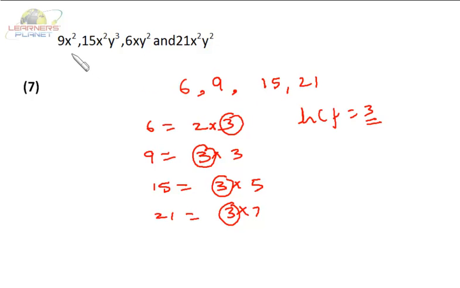Now we have to find out the HCF of algebraic terms. So let's see the x which is carrying the lowest power, that is x, and if we see y, there is no y in this first term or first expression, so y cannot be part of HCF. Okay, so in all, the HCF of all these terms will be 3x. Okay, I hope you are clear.